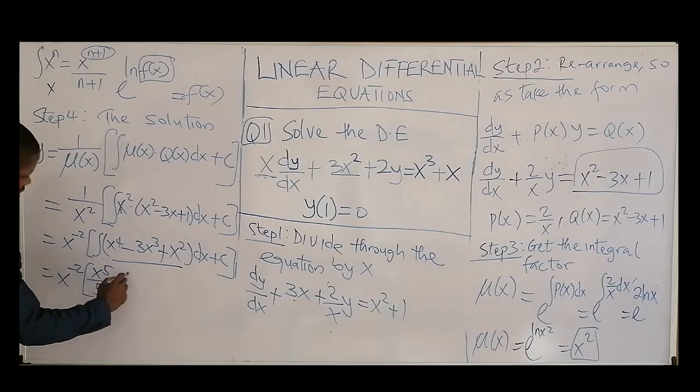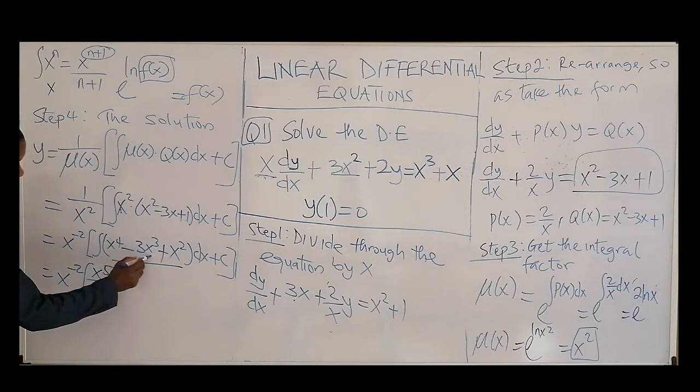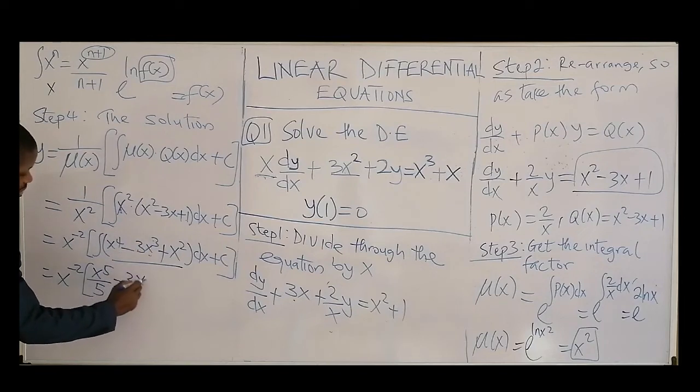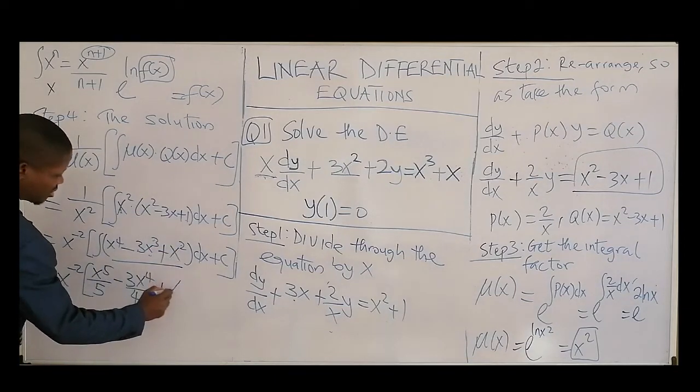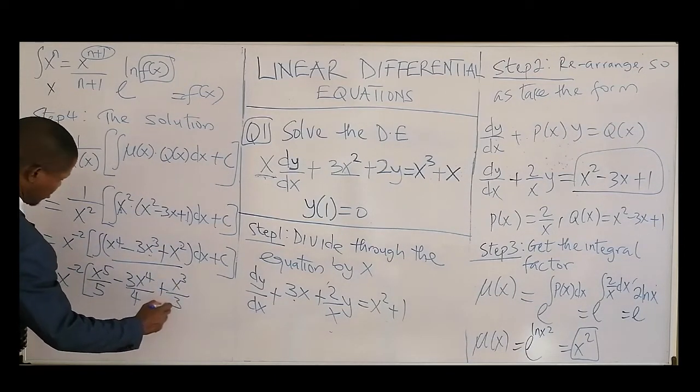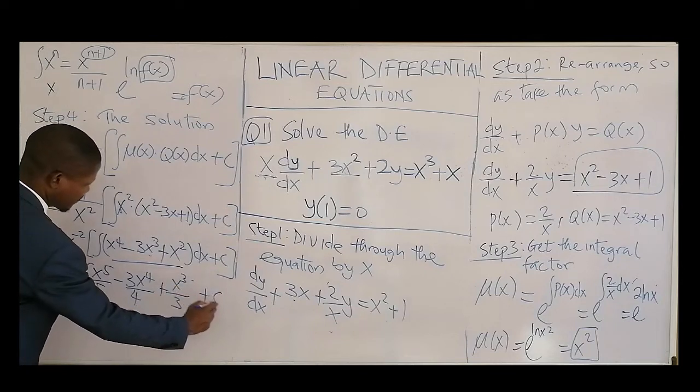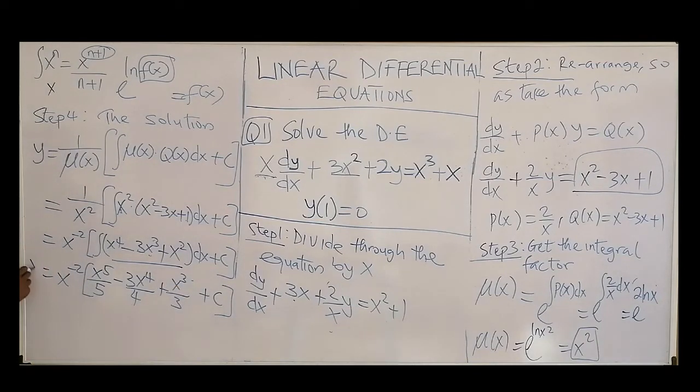Then minus 3, this is a constant, you're only integrating x cubed, which will be x to the power 4, this one plus 1, all over 4. Then this one also, the power plus 1, x cubed over 3. Okay, then plus c. That's my what? That's y. So that's what we have for this case.